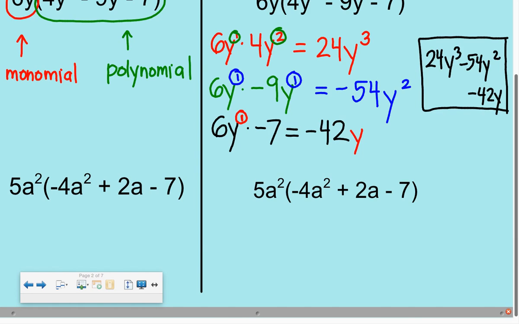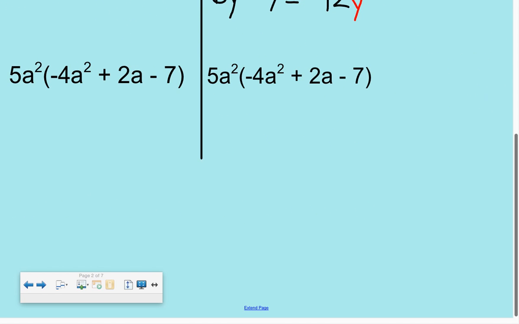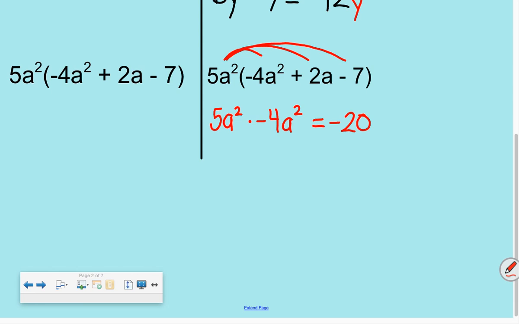So we're multiplying the monomial 5a squared by the polynomial. All right, so we will start again by distributing. So we'll do 5a squared times a negative 4a squared. So multiply our coefficients. 5 times negative 4 is negative 20. And then I have 2 a's and 2 more a's, which will make a total of 4 a's. So negative 20a to the fourth.